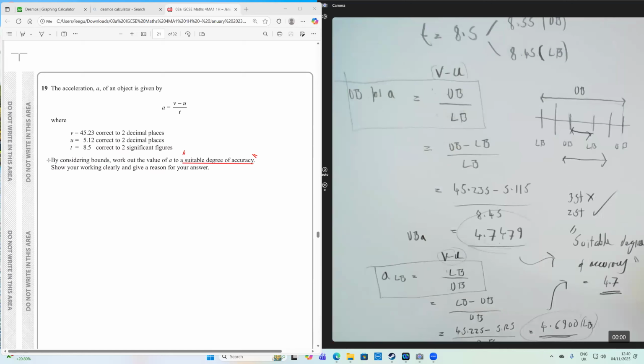I think that is the end of question 19. Really important question. 5 really good marks. I think quite a nice one to understand there.